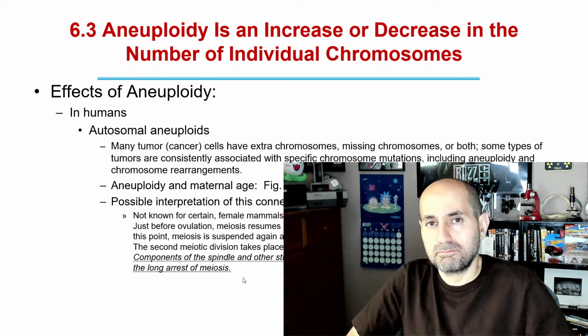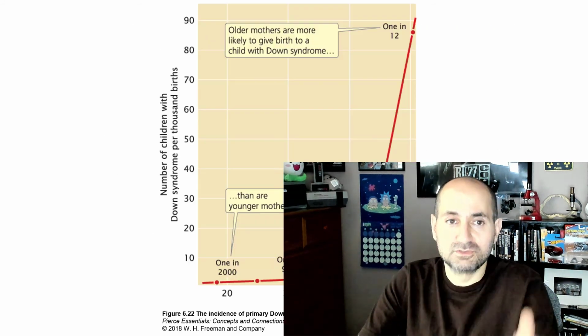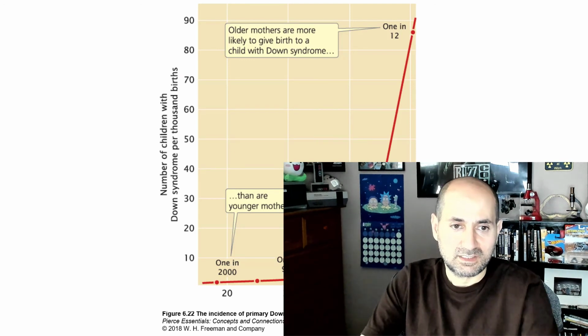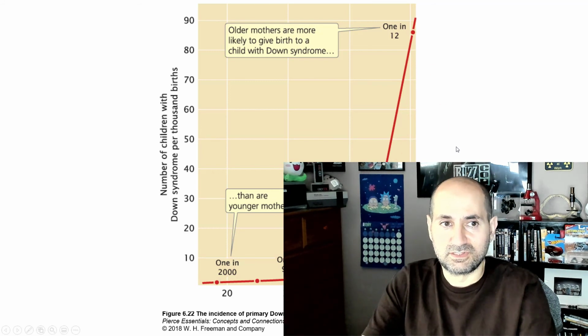So that's the best hypothesis there is right now. And there's some evidence to suggest that. But again, we don't know for certain. But we do know for certain this. We know that the chances of mothers having children born with Down syndrome increases almost exponentially into the 50s here. So very interesting stuff.